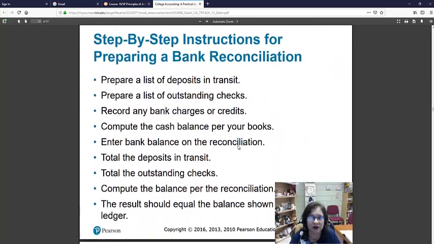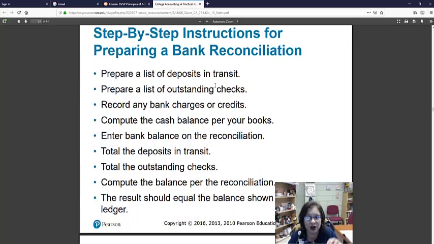So the step-by-step transactions are: prepare the list of deposits in transit, meaning those that have not gone through the bank. Prepare any outstanding checks, those checks that have not been seen in the bank statement. Record any bank charges, again, what I've been charged as far as fees. Compute the balance. Enter the balance on the reconciliation. Total deposits, total outstanding. Compute the reconciliation. And the result, again, should equal your general ledger for cash, your journal and your general ledger on the cash account.